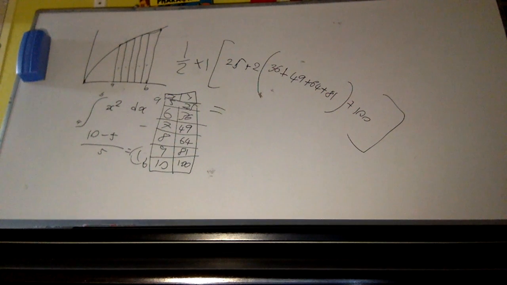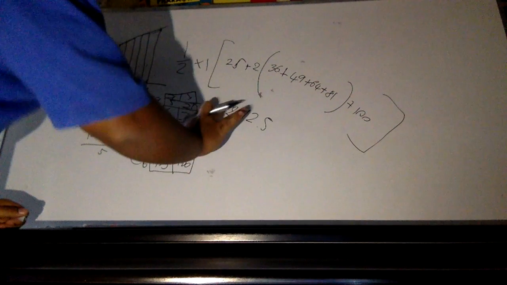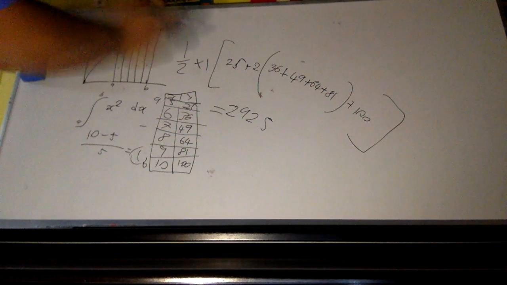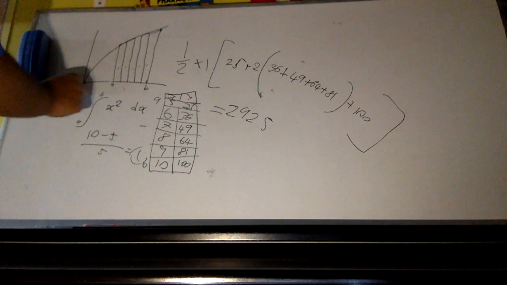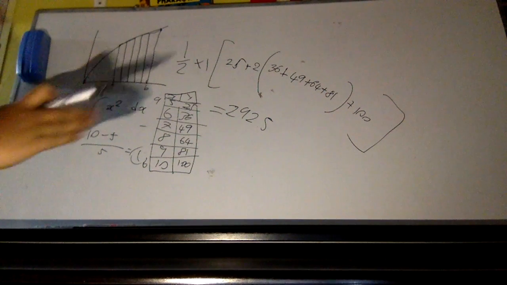That value should be 292.5. Okay, 292.5. So that is your answer. So if you integrate this and do the same method, you should be able to get the same answer, or an answer similar to it.